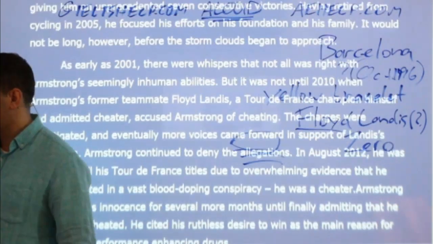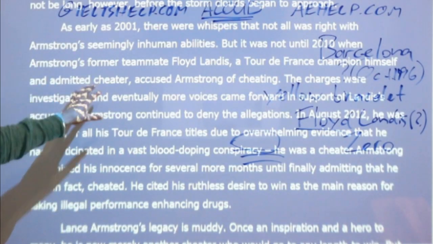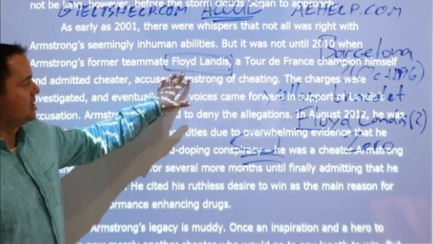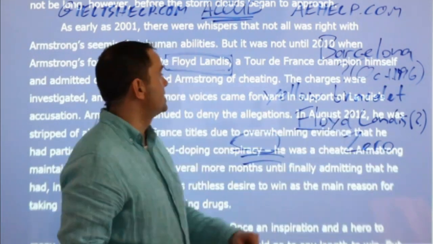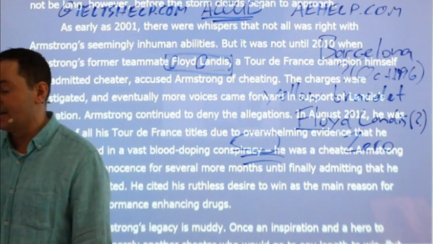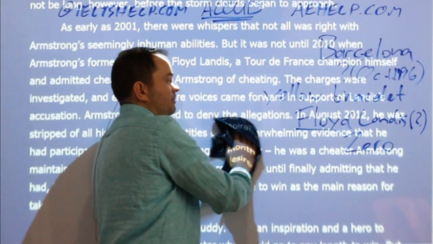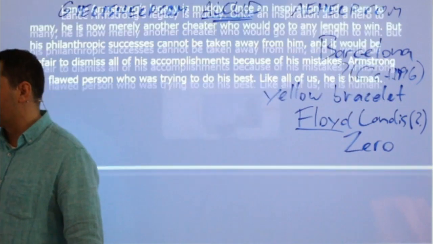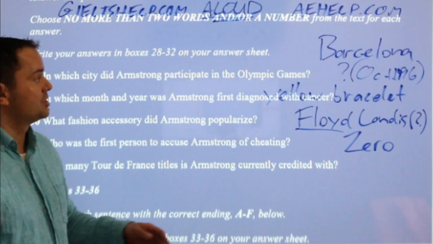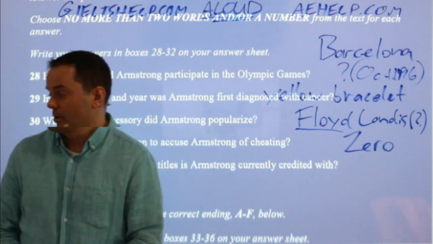So here's the second to last, right? So this is just before the conclusion. And there's the name right there. It jumps out. Okay? Floyd Landis. Did I spell it correctly? Floyd Landis? Yes, I did. Capital F, capital L. Okay? Don't make a silly mistake. Yeah, it's the fourth or the fifth, right? Quick search. Boom. There it is. No problem. All right. Good. So I'm confident in my answers. And now I can go on to the next questions. Okay? So Barcelona, October 1996, yellow bracelet, Floyd Landis, 0. Fantastic.